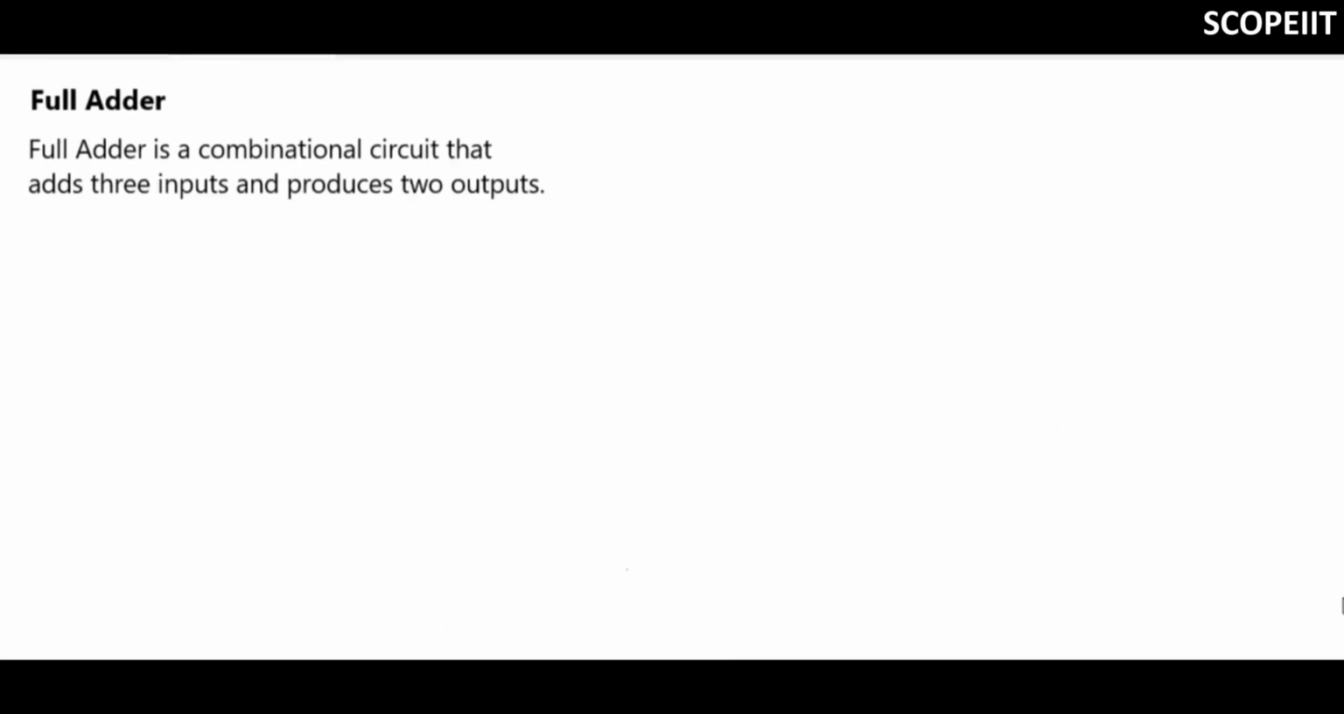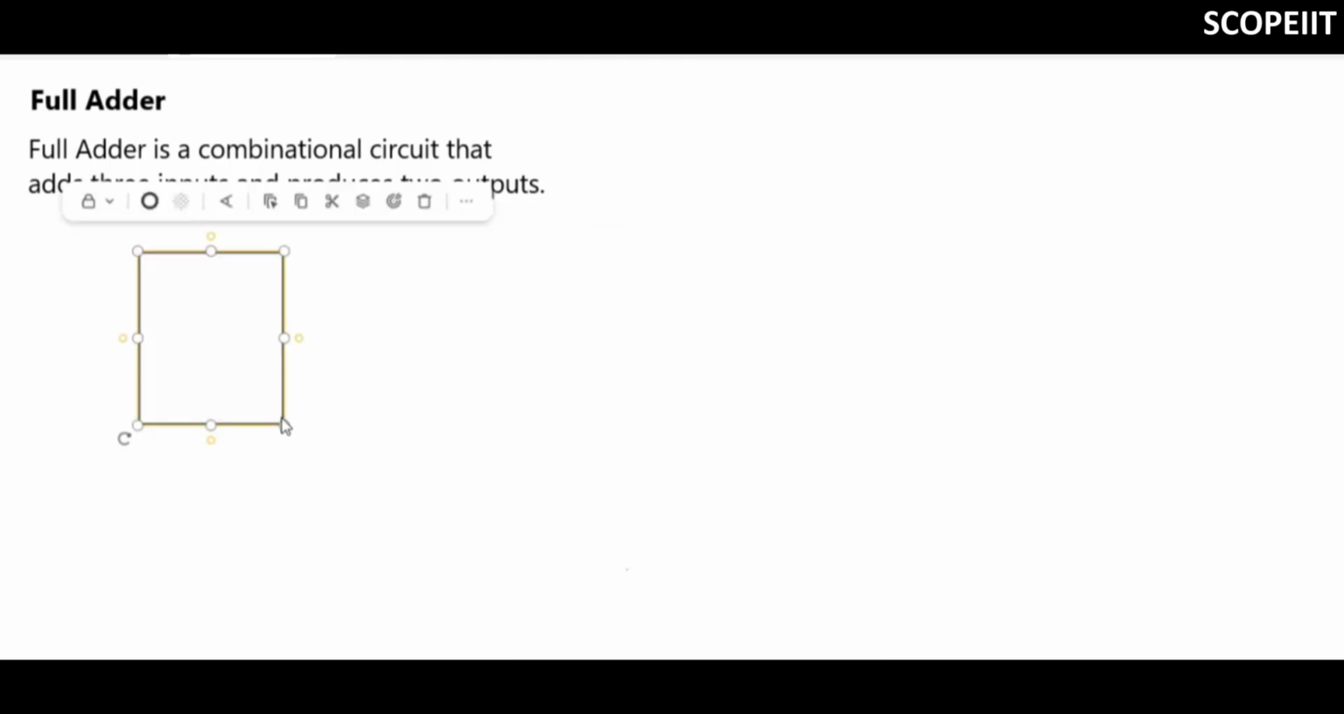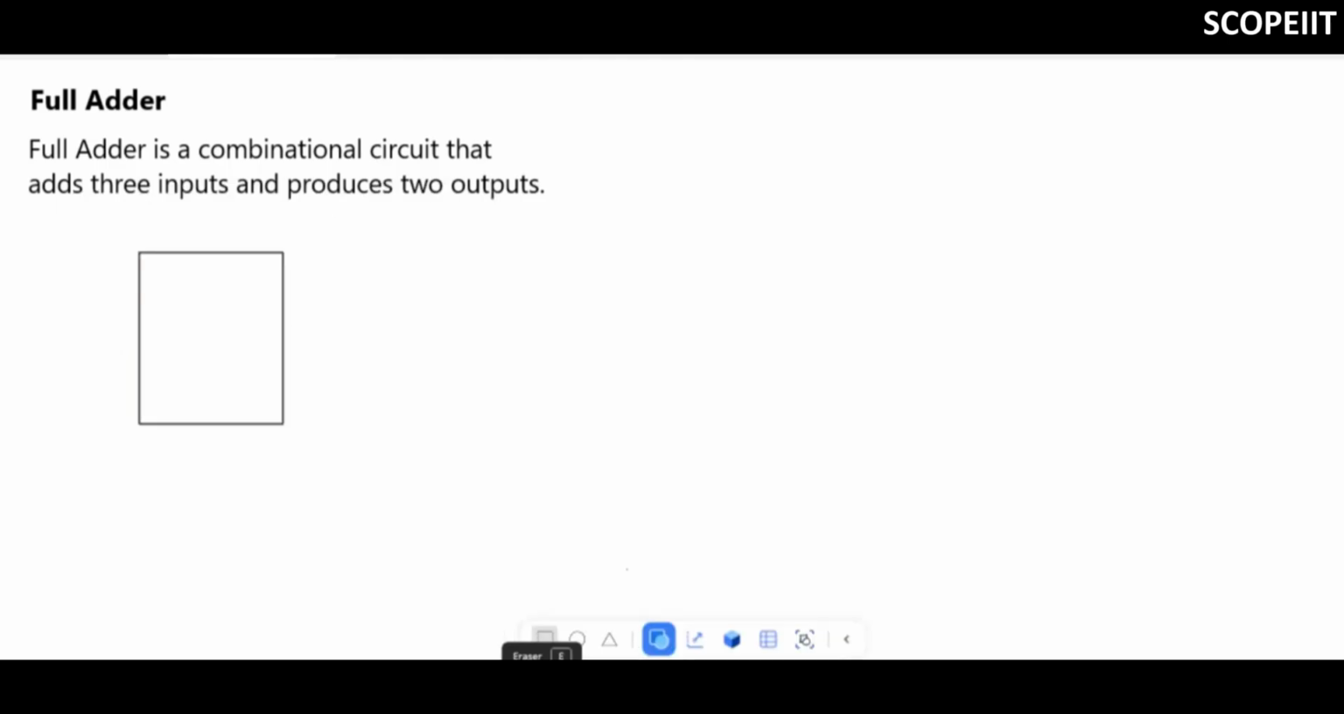Now full adder. What is full adder? Full adder is a combinational circuit that adds 3 inputs and produces 2 outputs. I already explained for half adder there were 2 inputs, whereas in full adder there will be 3 inputs. So this is the block diagram for full adder, FA, and there will be 3 inputs, A, B, C. These are the 3 inputs that will go to the full adder. And the outputs will be sum and carry, same as before.